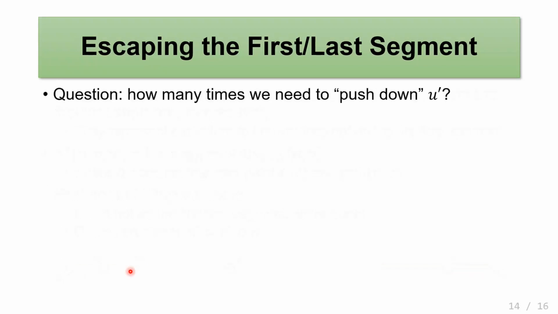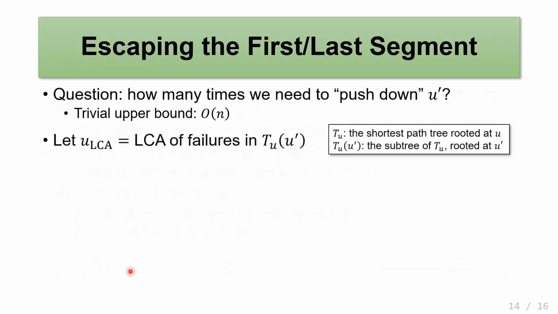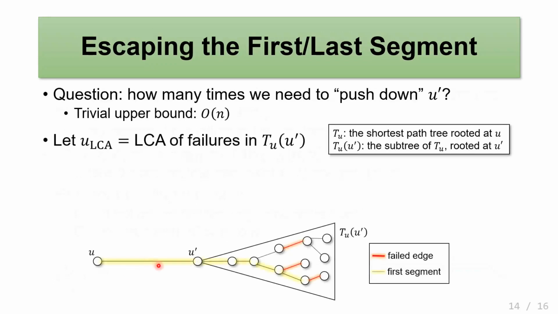So the problem is how many times do we need to push down U prime? The trivial upper bound is O(n), so U prime and W might be very, very close to each other, and we are not really making progress. Here is our idea. First, some notations. Let Tu be the shortest path tree rooted at U, and Tu U prime be the subtree of Tu rooted at U prime. Now let U LCA be the lowest common ancestor of the values in Tu U prime. So in this case, U LCA is the green vertex. It's the lowest common ancestor of these three values.